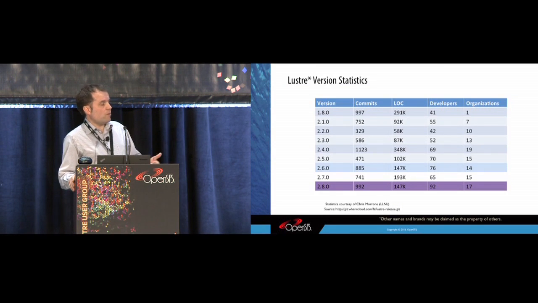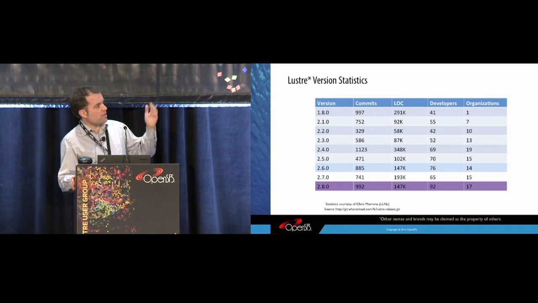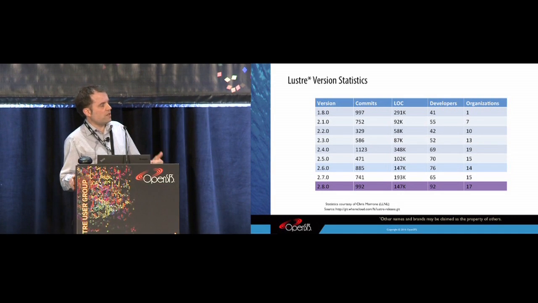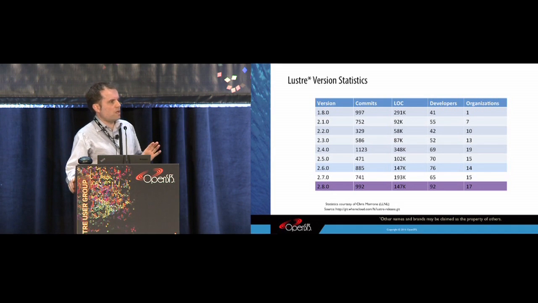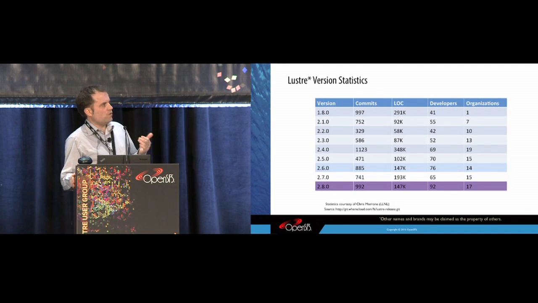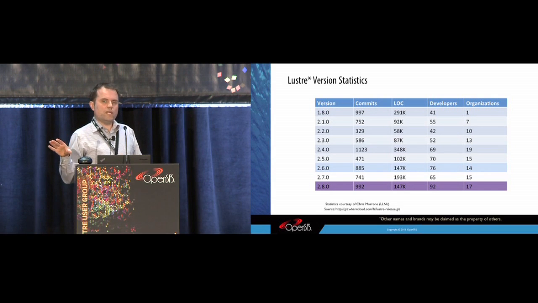Looking at Lustre 2.8 compared to recent releases over the years, it's fairly comparable in terms of the amount of change, number of commits and lines of code changed. The one thing that is really different is we're seeing a significantly higher number of developers for this release. Chris does in his script differentiate between people who've made contributions indirectly through working on the Linux kernel, and then that's come in. Those are not included in these numbers.